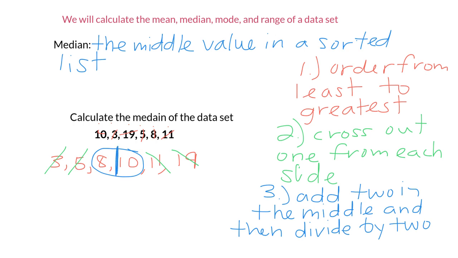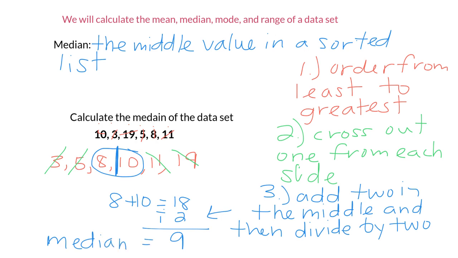And even though we know it is 9, let's try it out using this step 3. Okay, I know that 8 plus 10 equals 18. And 18 divided by 2 gives us 9. So our median is equal to 9.